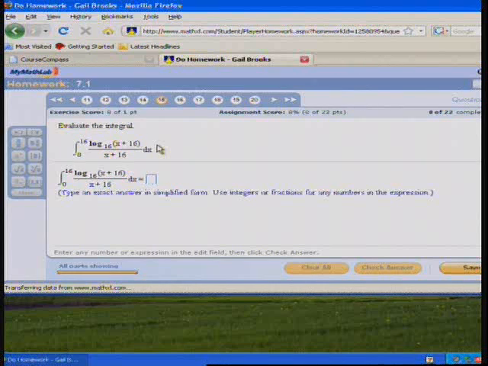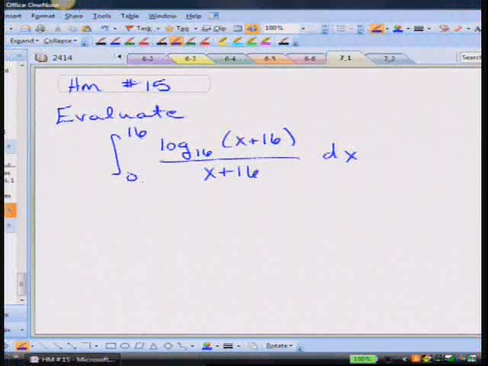Looking at homework 7.1, number 15, excuse me, and we're going to try this problem. It asks you to evaluate the integral of log base 16 of x plus 16 over x plus 16 with respect to x. What you're going to probably have to do to begin with here is use the change of base formula, because that's what we're going to have to worry about first.